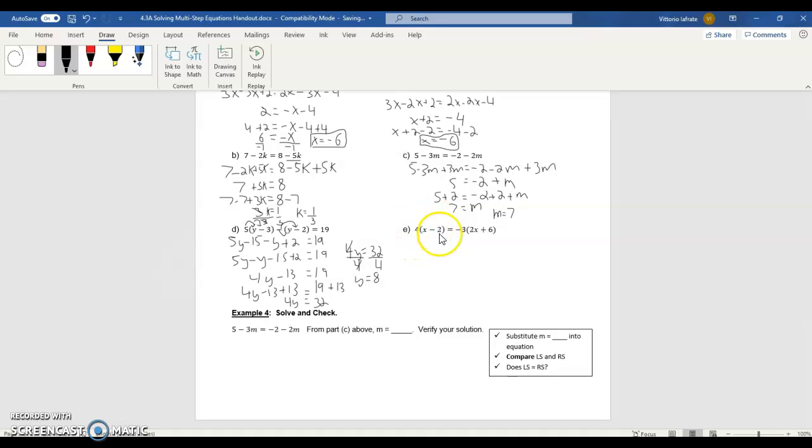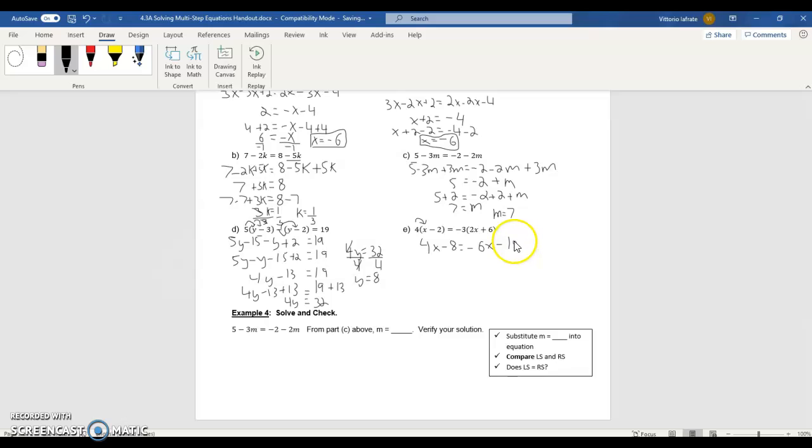So first I'm going to distribute and simplify. When I distribute this coefficient, this multiplication within the brackets, I get 4x, and then 4 times minus 2 is minus 8, is equal to minus 3 times 2x is minus 6x, and then minus 3 times plus 6 is minus 18.